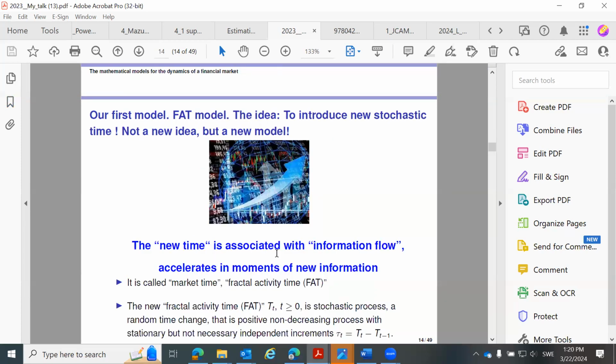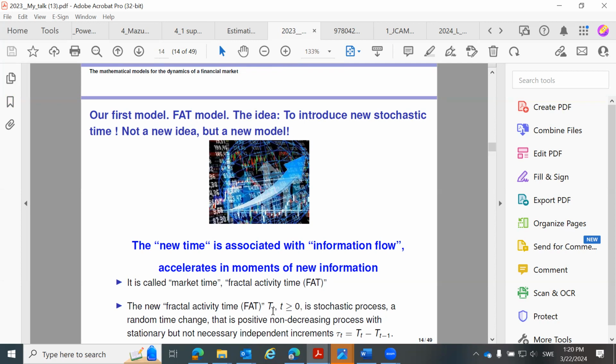So if we have this idea, we input a new time process, not calendar time, but operational time, new time. And this new time is associated with the information flow, because if we have more new information, the operational time changes quickly.